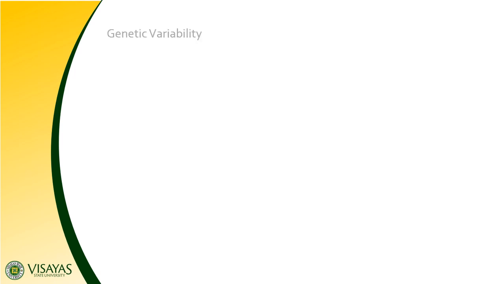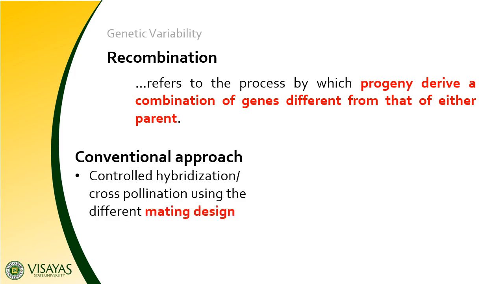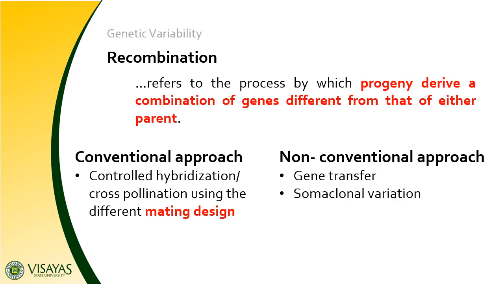So let us first discuss the first source of genetic variability, which is recombination. So this refers to the process by which progeny derive a combination of genes different from that of their parents. And there are two approaches to recombination. So you have the conventional approach, which involves controlled hybridization or cross-pollination using different mating systems. And the second approach is the non-conventional approach, which involves gene transfer and somaclonal variation.